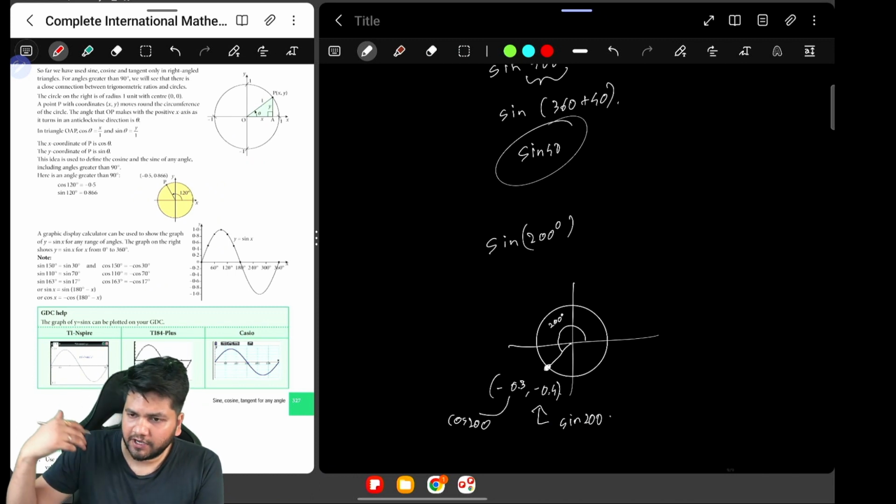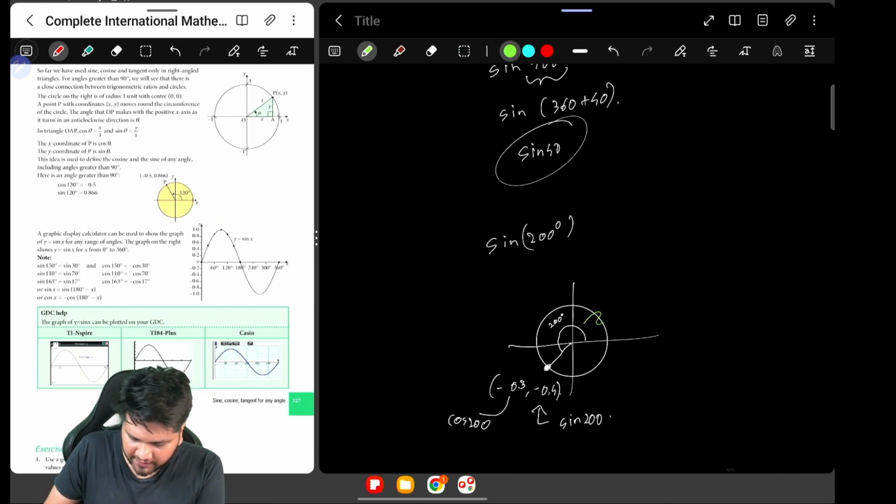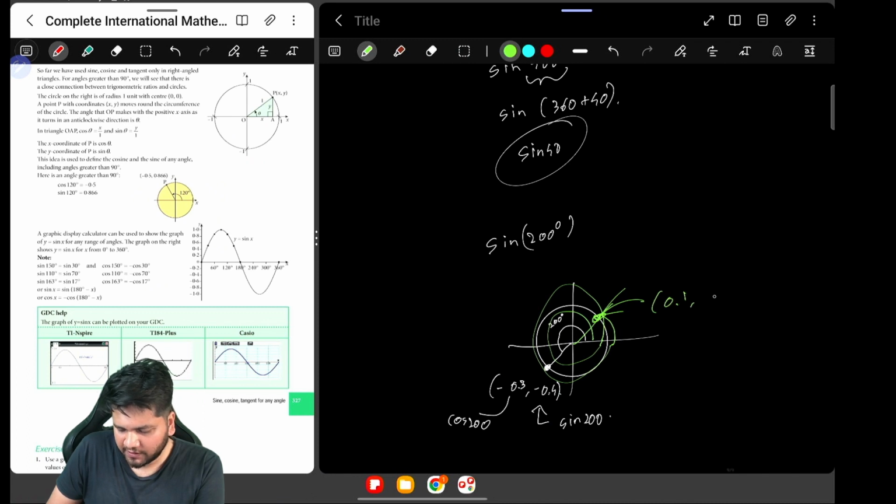If I want to find, let's say, 800 degree, again in that unit circle, I'll just find out where 800 degree is coming: 360, 720, and here we go. This is 800 degree. So this angle, whatever these values are, let's say this is 0.1 comma 0.5. So these are nothing but my cos 800. Remember, cos is coming first and then sine 800.